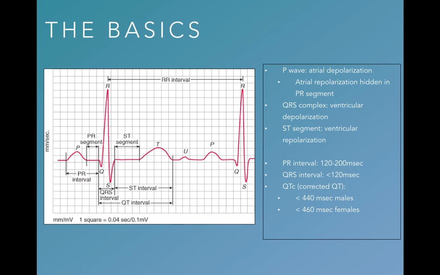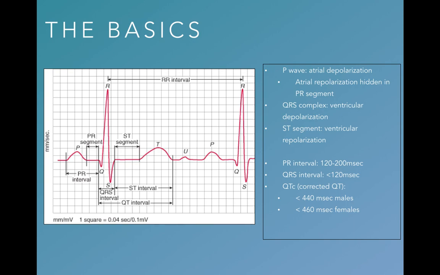So you may be wondering, well, I see a T wave and that indicates ventricular repolarization, so where is atrial repolarization? That's somewhere in the PR segment. It's hidden in there, so the only thing you can really see is the depolarization part of atrial contraction.